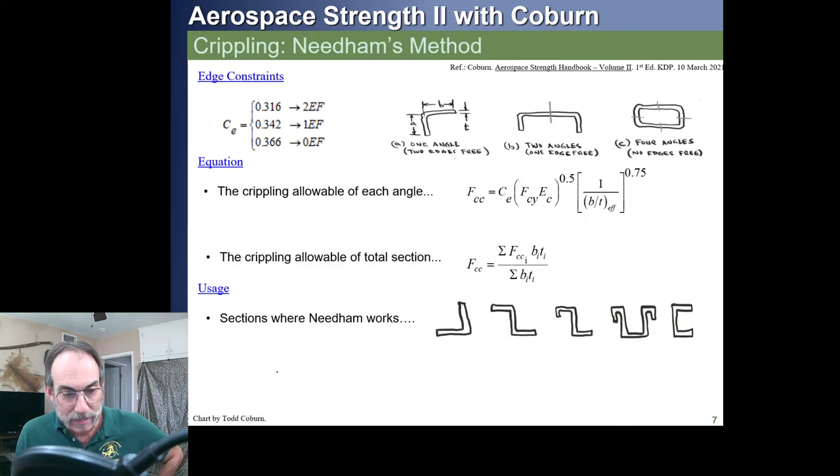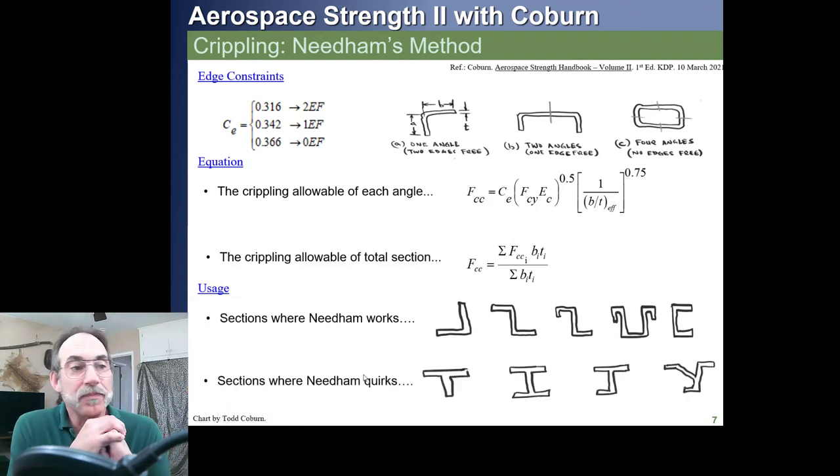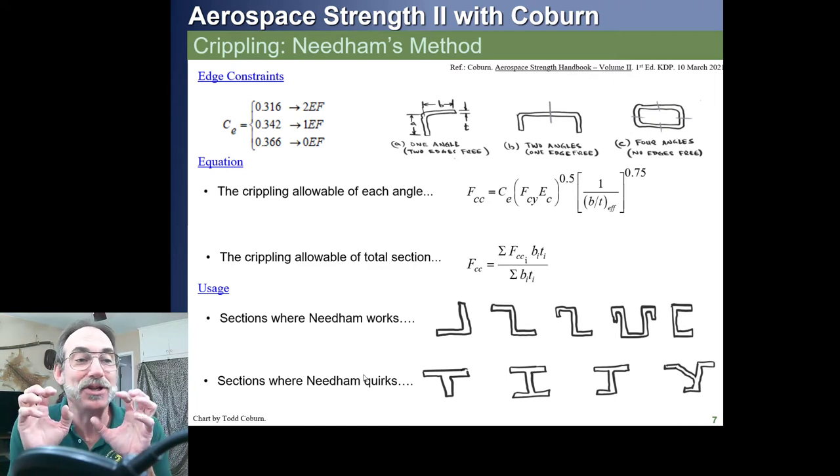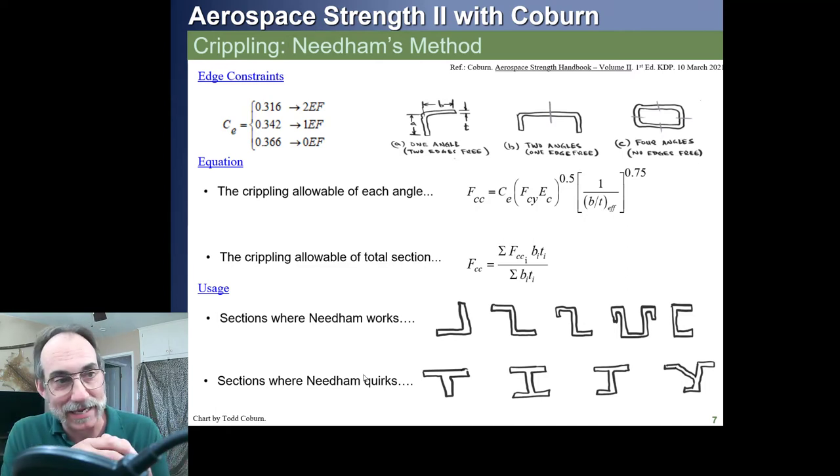Now, if we look at these sections here, we say, okay, let's use this great method for these sections. Let's try it on a T. How can you cut that T so it's in angles? Can you cut the I so it's in angles? How about the J? You're going to end up with a T section. How about the Y? I don't know how to cut it in angles, and neither does Needham.